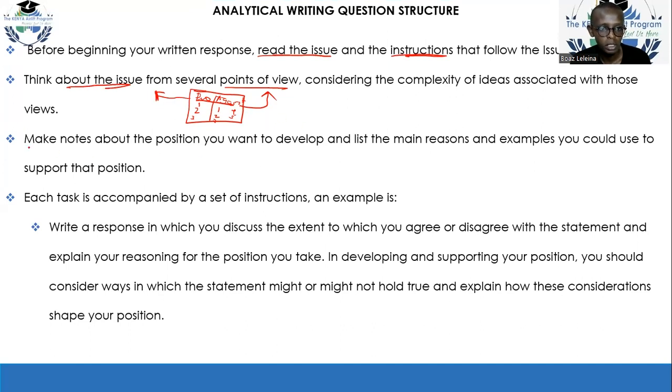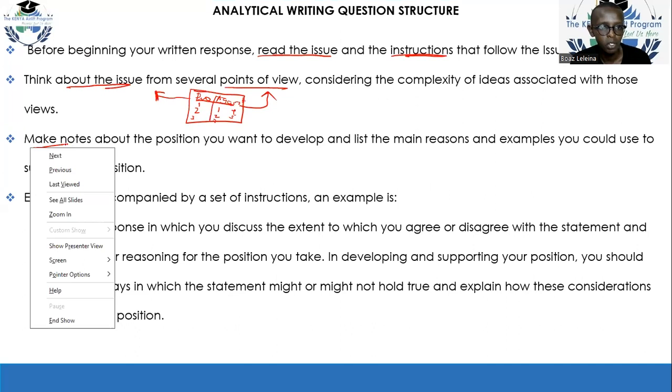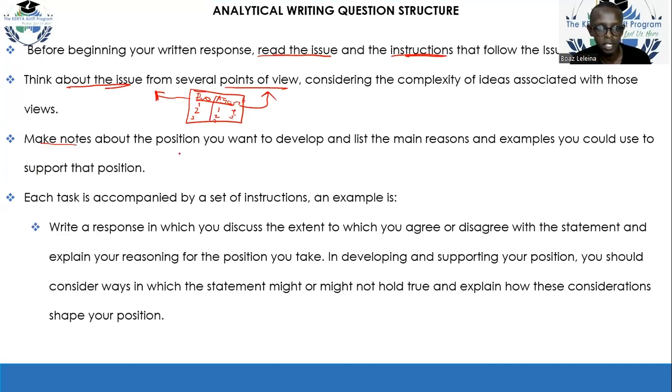Make notes. This is recommended. Make notes about the position you want. Before you start writing, take some notes about the position you want to develop and list the main reasons and examples. Start with the most important reasons, and then as you go to less important reasons, you could use those to support that position. So start with the most important and then go down like that.